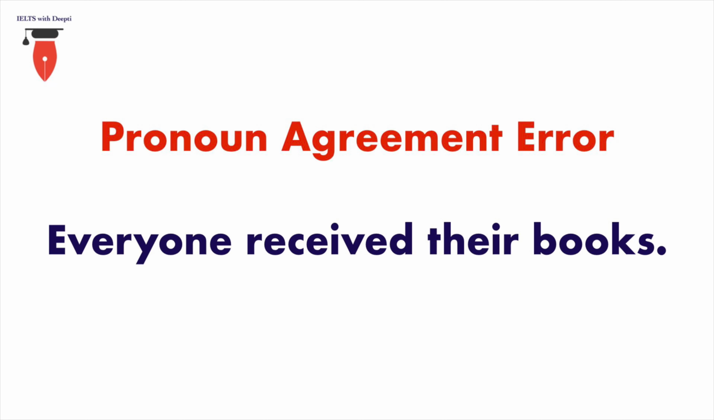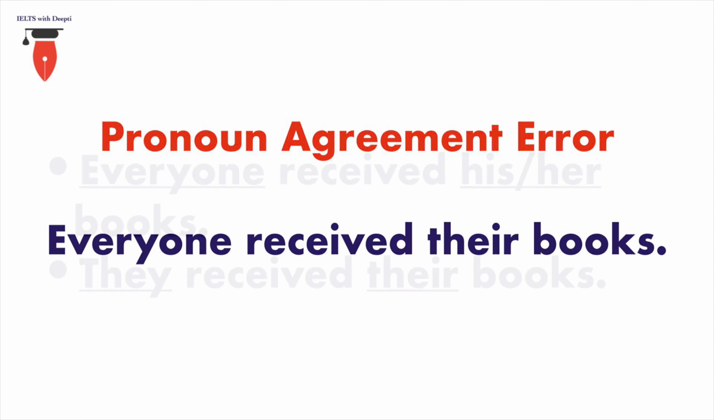Let us look at the statement, everyone received their books. Everyone is an indefinite pronoun which stands for only one person. So we cannot use the possessive pronoun their here because their refers to a plural pronoun which is they. So there is a pronoun agreement error here. Let's see how we can modify this statement and make it correct.